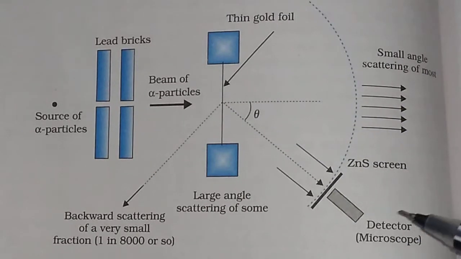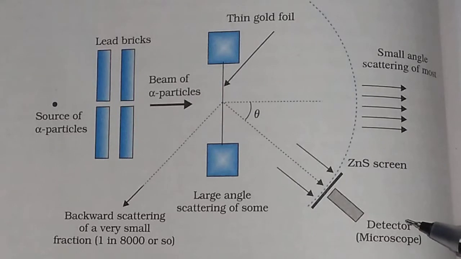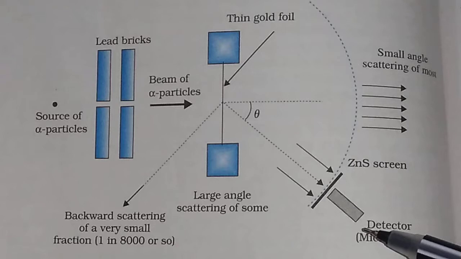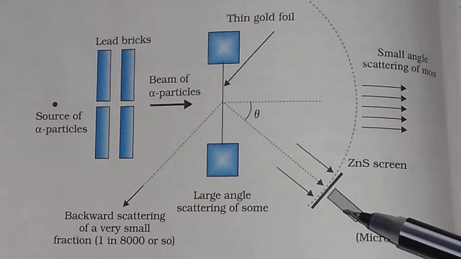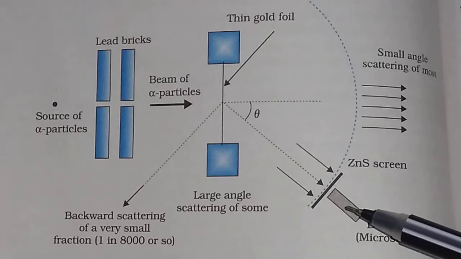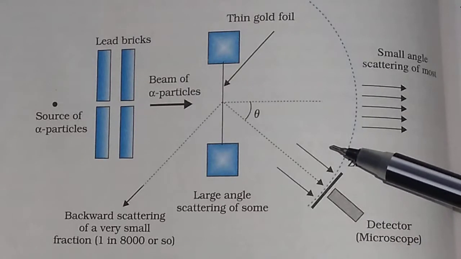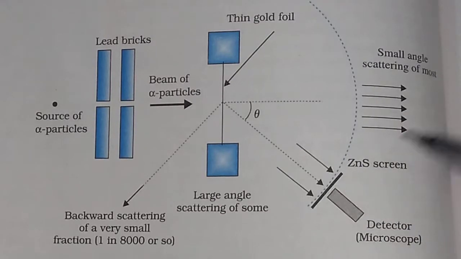And this is the detector microscope, and by this detector microscope the alpha particles are observed. The detector consists of a zinc sulfide screen and a microscope.